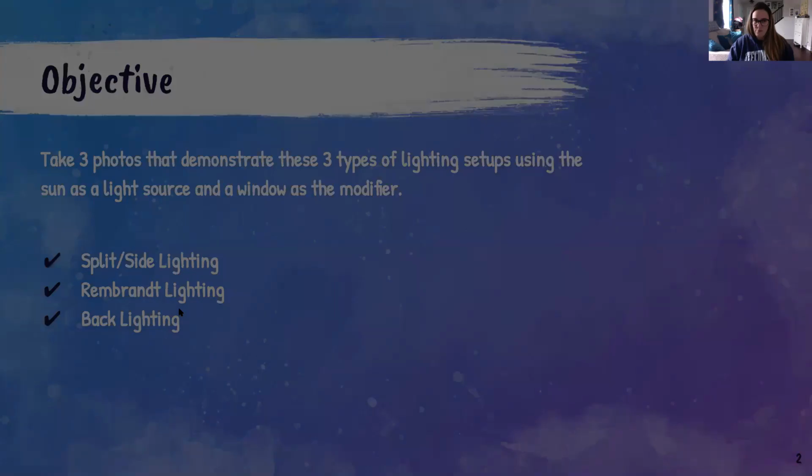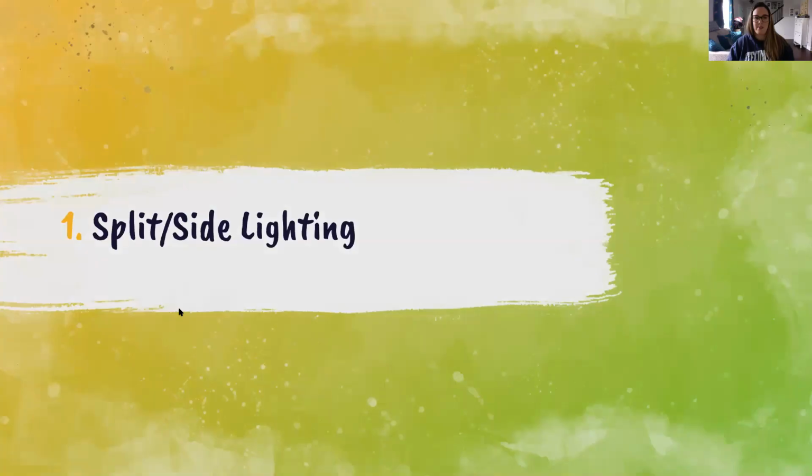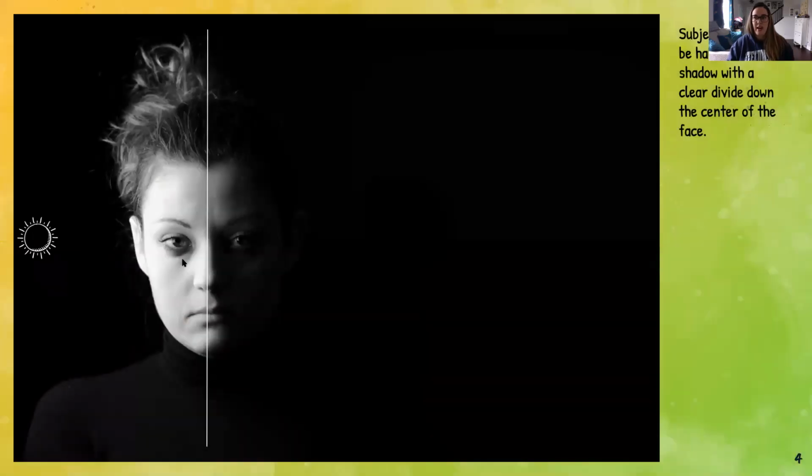Okay, so just as a reminder, split or side lighting is where half of the face is lit, so that's kind of what's happening right here with me: half of my face is in lightness and the other half is in darkness. I have another window here and another window here. I would actually close those and try to block some more light to give me a little bit more darkness on my other side.